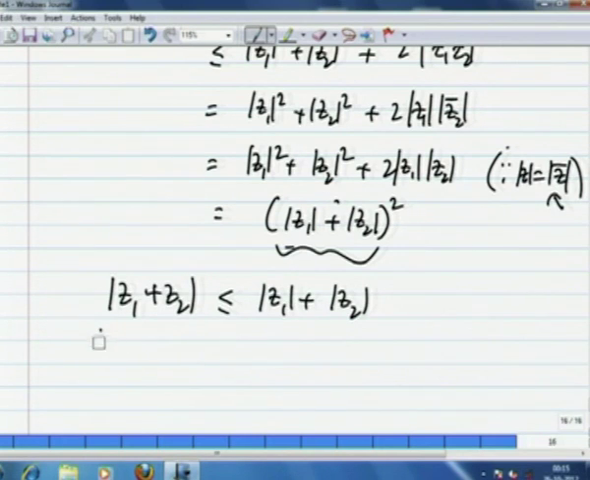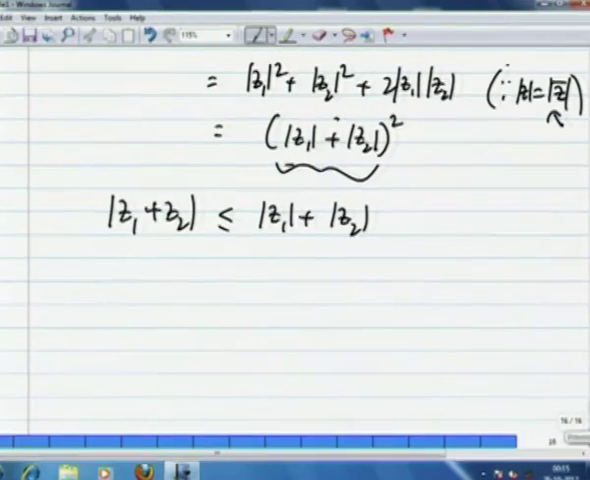Okay. And the other part of the statement is an exercise to the viewer. Okay. So, with this note I will stop here.